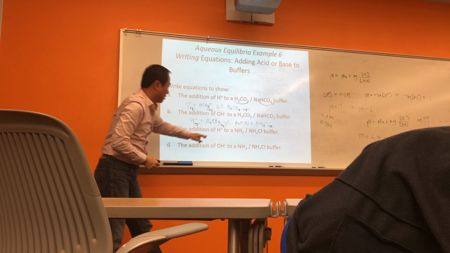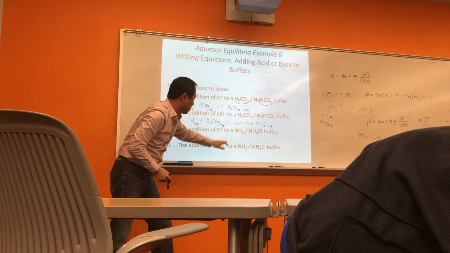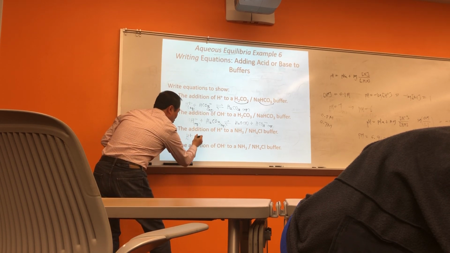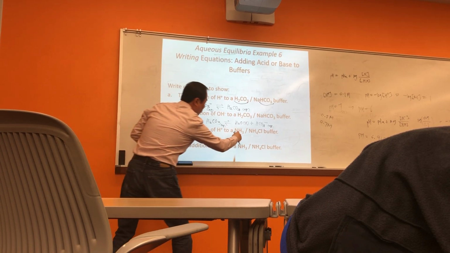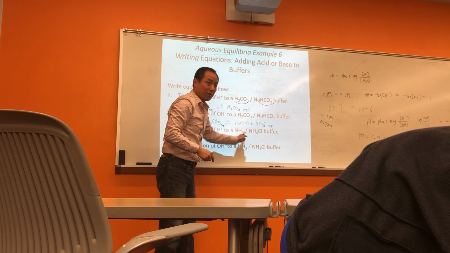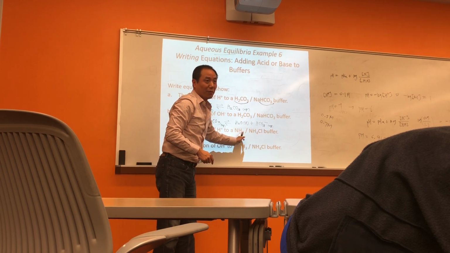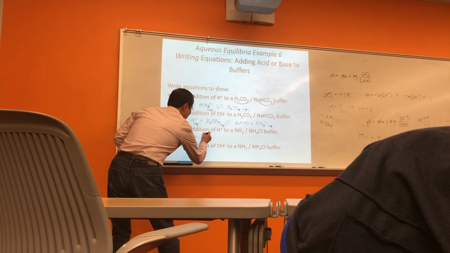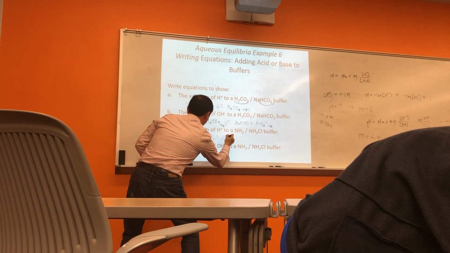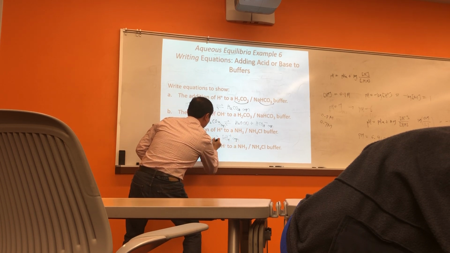What about this? This is also ammonia, a weak base, and its conjugate acid, so it's a buffer again. So the incoming acid should react with the base portion of the buffer. Which one is base? What base do I have? Ammonia. Ammonia is the base that will react with incoming acid and turn into ammonium ion.